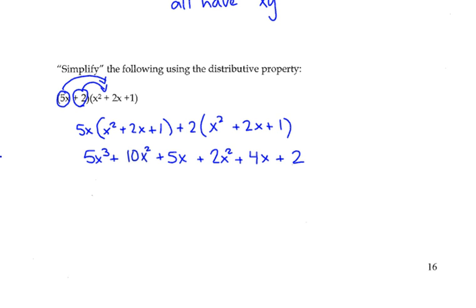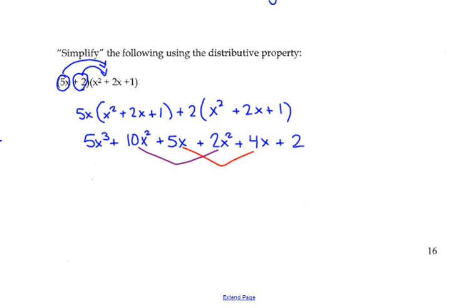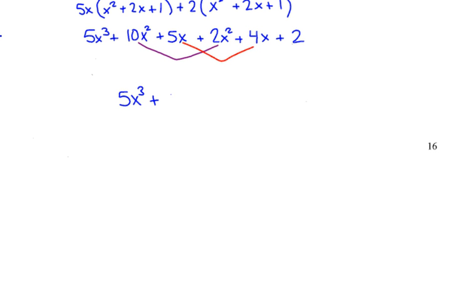Okay, so notice how we have more like terms now. What like terms do we have here? The x squareds, and the x's. Yeah, those are the like terms. So let's combine those. What would we write first? Yeah, we write highest degree to lowest. So first the 5x cubed plus 12x squared plus 9x plus 2.